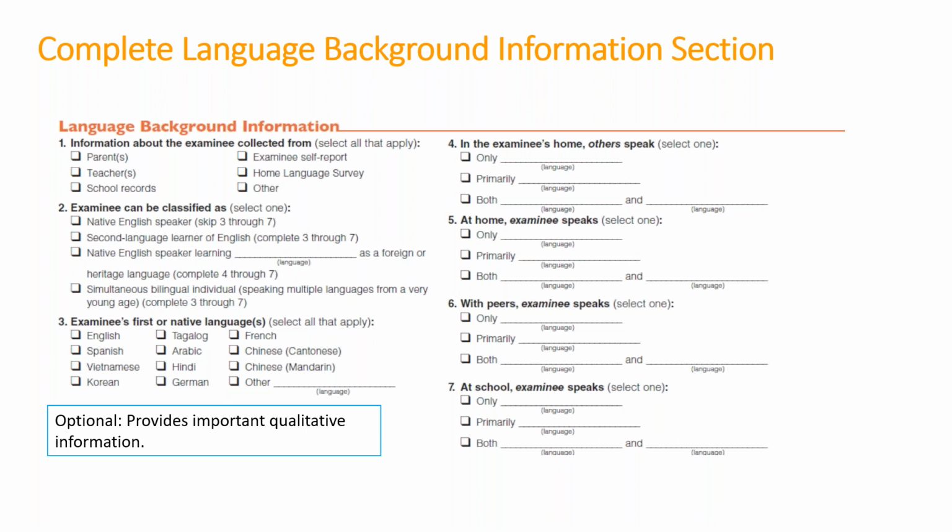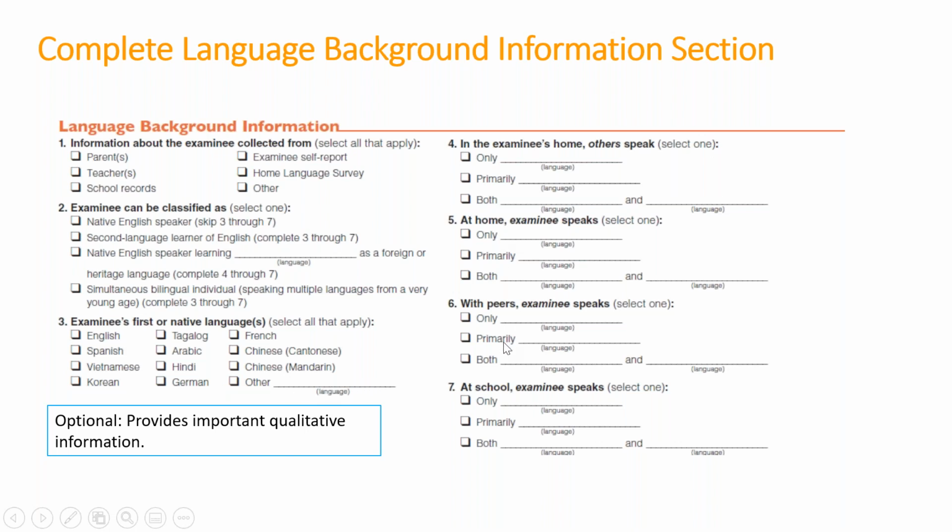So they're asking things like information about the examinee collected from who, was it the home language survey, parent, teacher, school records, etc. Examinee is classified as, select one: native English speaker or a second language learner of English, or are they a native English speaker learning another language as a foreign or heritage language, or they're a simultaneous bilingual individual speaking multiple languages from a young age. Then they're asking examinee's first or native language, so you can pick from the list here, or if it's not listed, you can write in other.